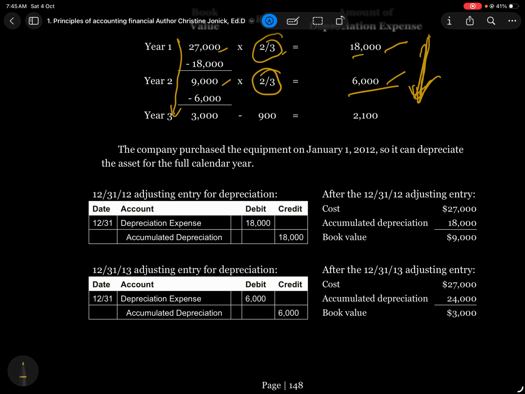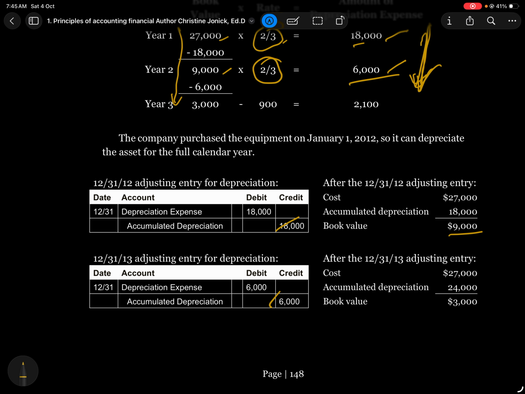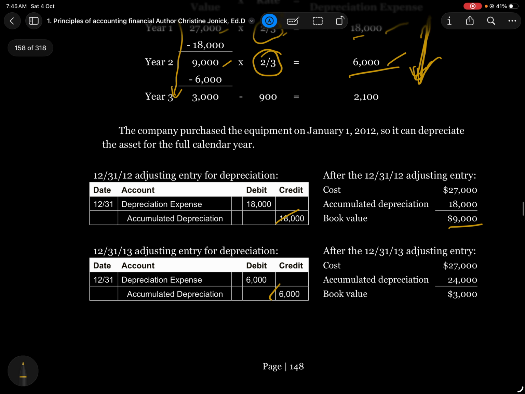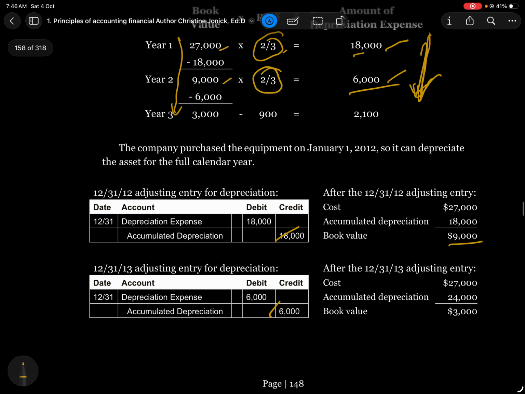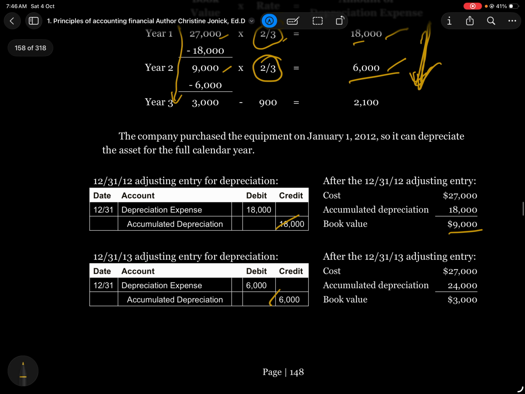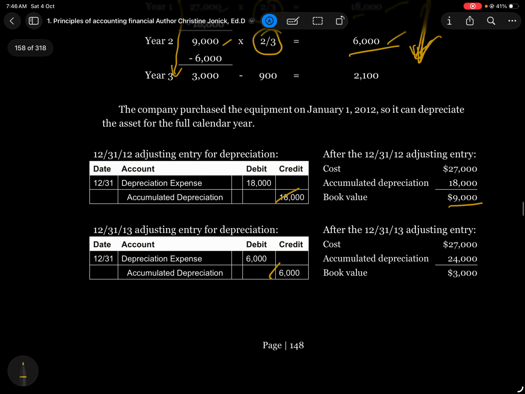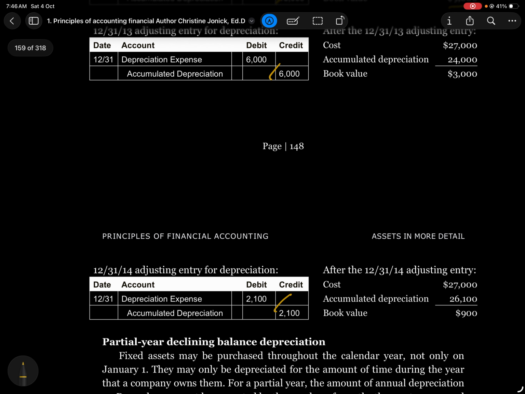18,000 is there, 6,000, right? It's just going down, right? Because what's happening? You are computing the depreciation again and again every year, not the same depreciation amount every year, right? That's why. Okay. And in the last period, of course, it's going to be depreciated down, right, by 2,100.